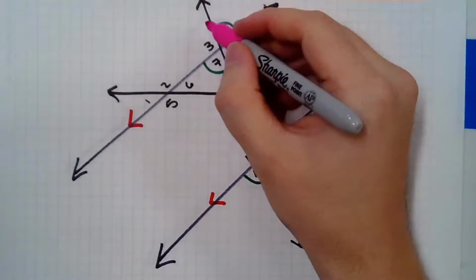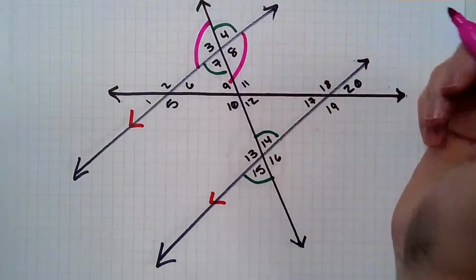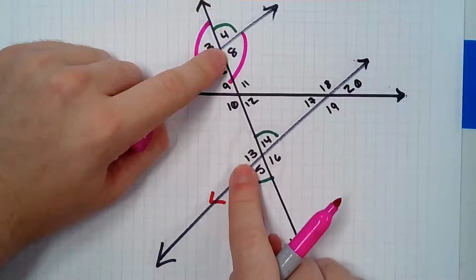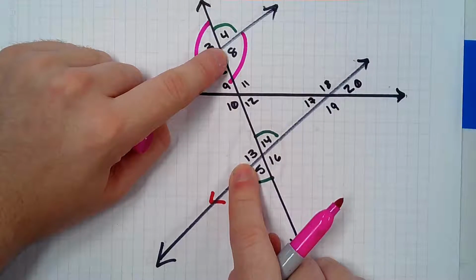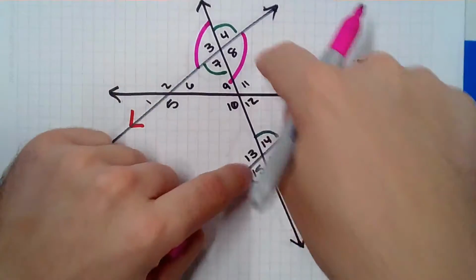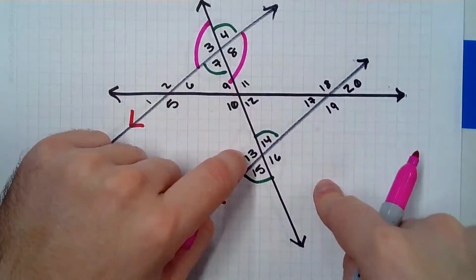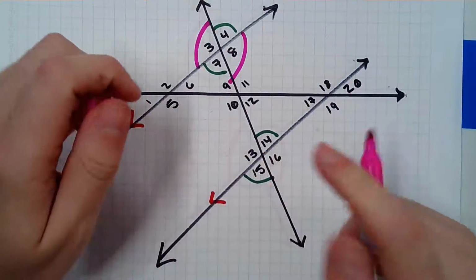So 3 and 8 are congruent by vertical, right? How do I know that 8 and 13 are congruent? Double jumps. What do I call those?